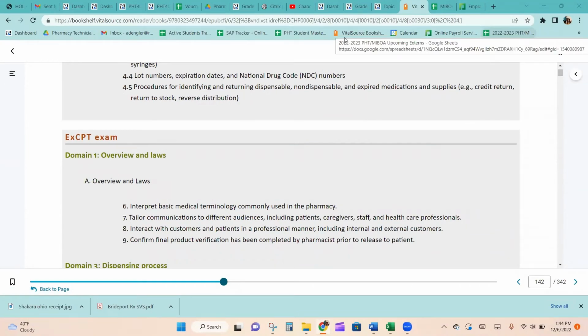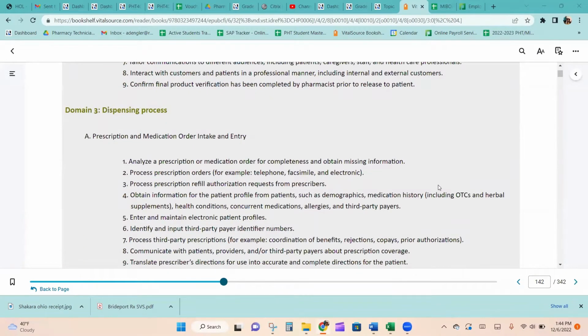So for Domain 1, Overviews and Laws for the ExCPT exam, if you choose to take this one: interpret basic medical terminology commonly used in the pharmacy, tailor communications to different audiences, including patients, caregivers, staff, and healthcare professionals, interact with customers and patients in a professional manner, including internal and external customers, confirm final product verification has been completed by pharmacists prior to release to patient.